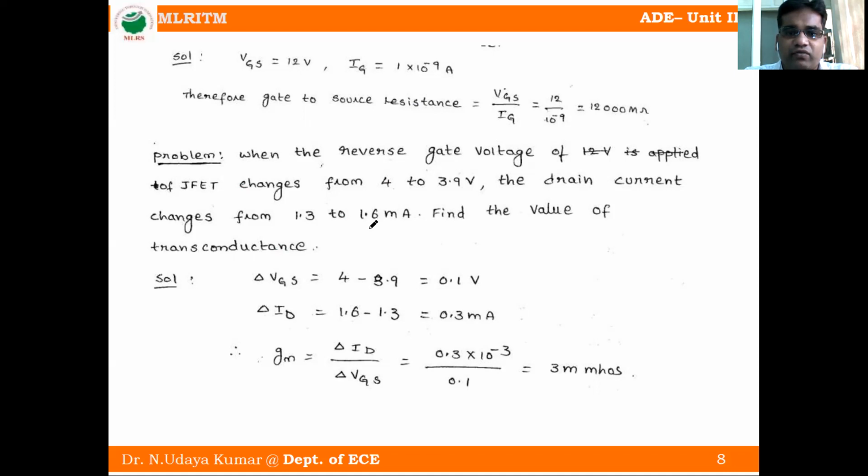Similarly, the drain current changes from 1.3 to 1.6 milliamperes. The change is 1.6 minus 1.3, that means 0.3 milliamperes. That is the change in ID. So transconductance is equal to change in ID by change in VGS, that is change in drain current by change in gate voltage. We will get 3 mhos. So the unit of transconductance is mhos. The unit of resistance is ohm, so this is the inverse. The reciprocal of resistance is nothing but transconductance.